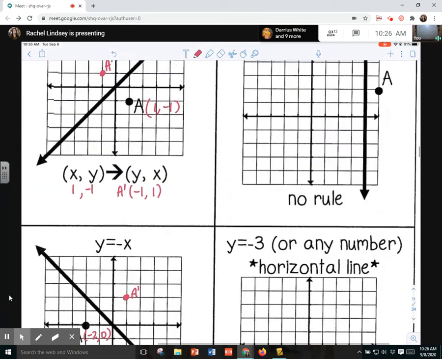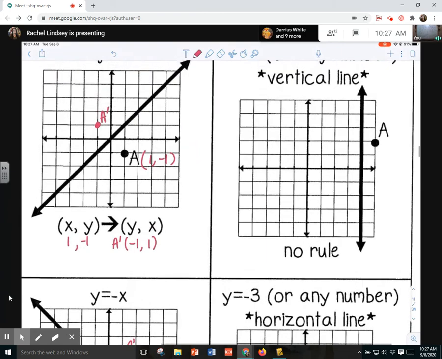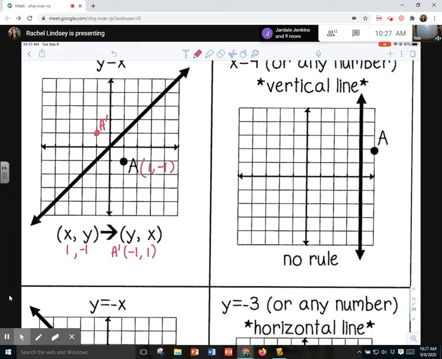Okay? And then when I have a reflection over x equals a number, I go on my x-axis to that number. Here's x equals 4, and I go up and down because every single value on that line has an x value of 4. 4, -1, 4, -2, 4, 3. So every x value there is 4. And notice I have my A that is 1 to the right. So when I flip it over this line, it's going to be 1 to the left. 1 to the right, 1 to the left. That's where my new A is going to be.